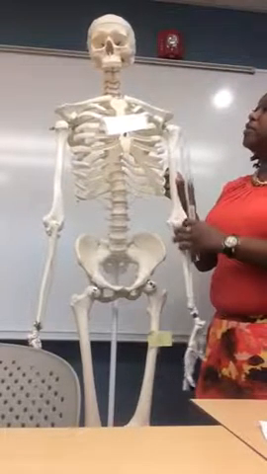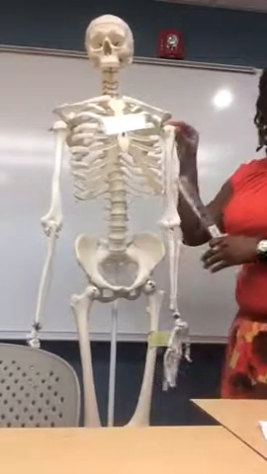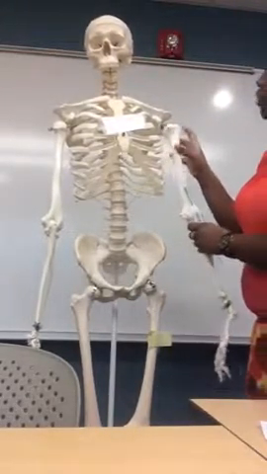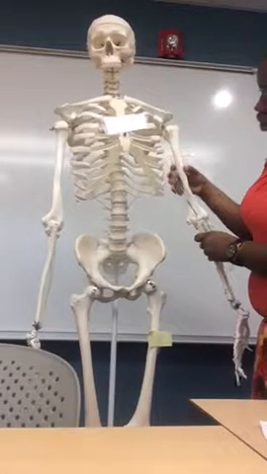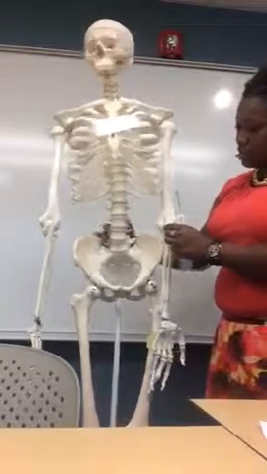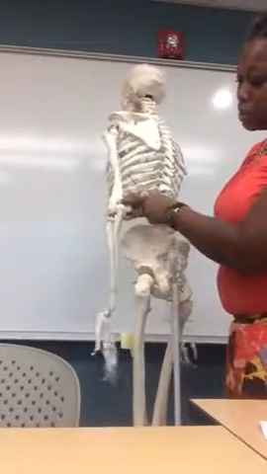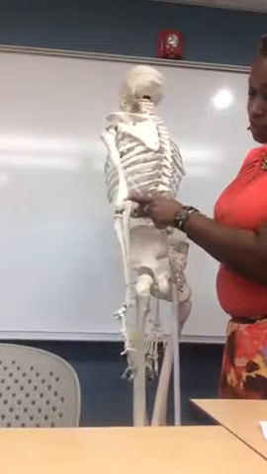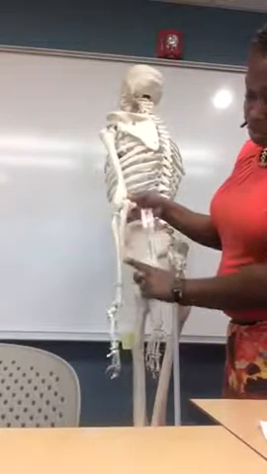Okay, if you look over here, we have the head of the humerus. We also have the greater tubercle, the lesser tubercle, the deltoid tuberosity. Turn it around, we have the olecranon fossa, which articulates with the olecranon, I'm sorry, which is on the ulna.